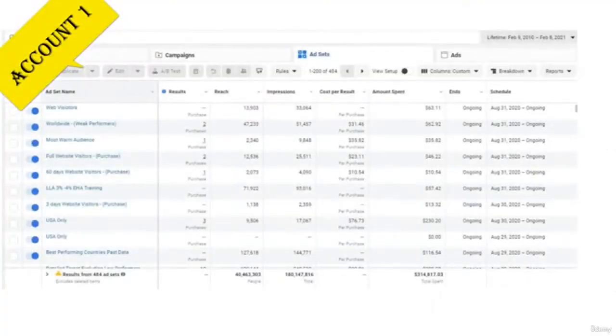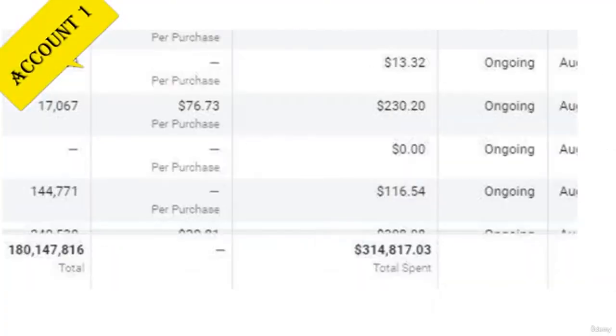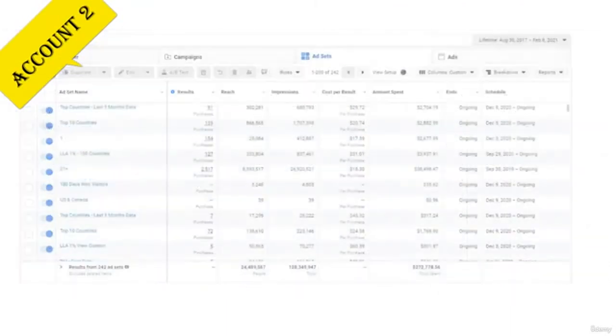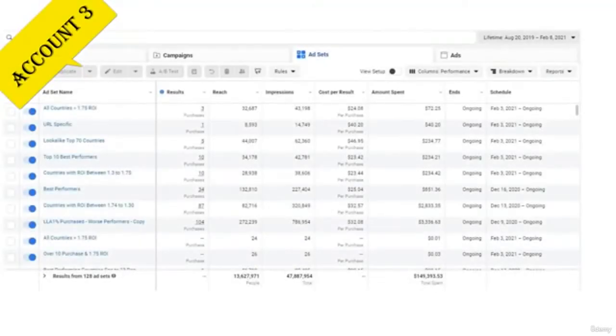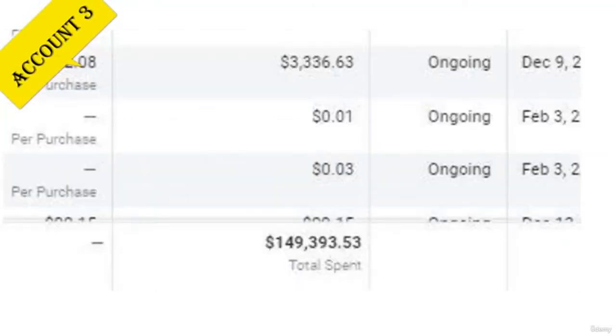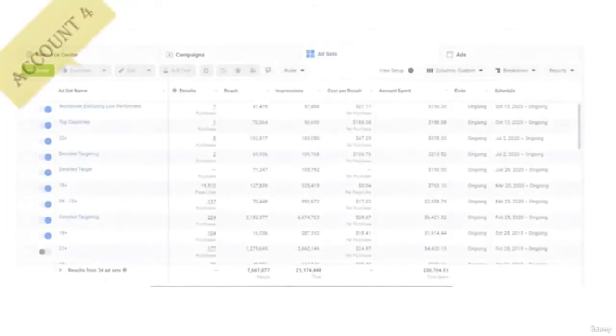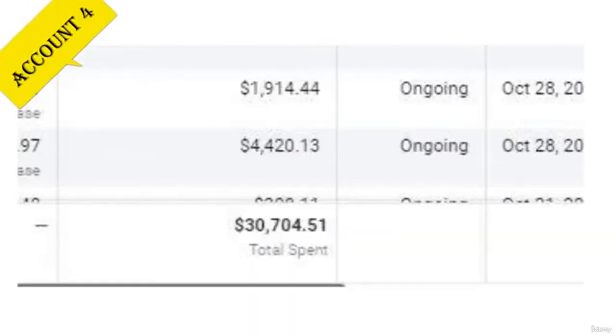In ad account 1, I have spent over $314,000. In ad account 2, I have spent over $272,000. In ad account 3, I have made a spend of over $150,000. In ad account 4, you can see that I have managed over $300,000, and I am also managing dozens of accounts where the lifetime spending is over $10,000.